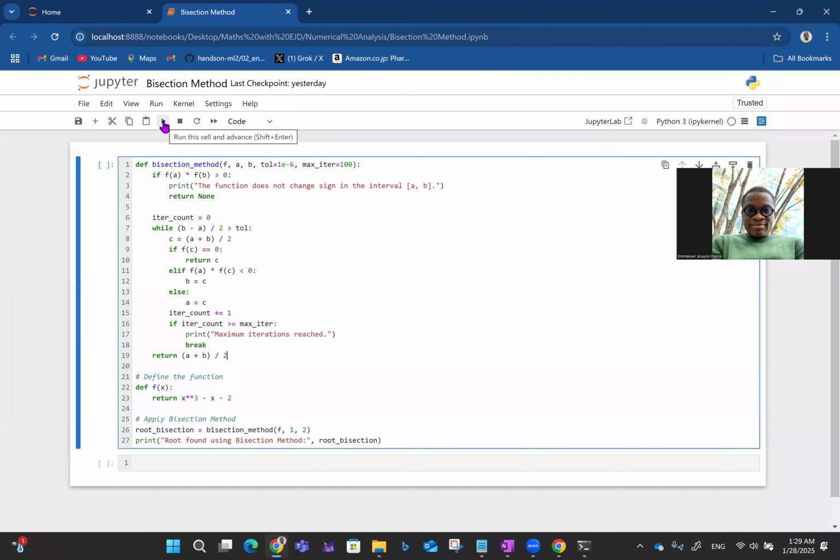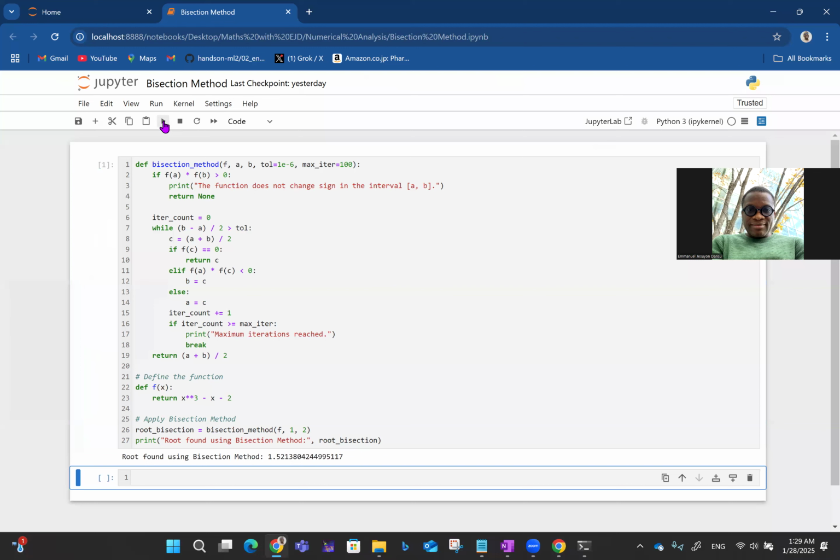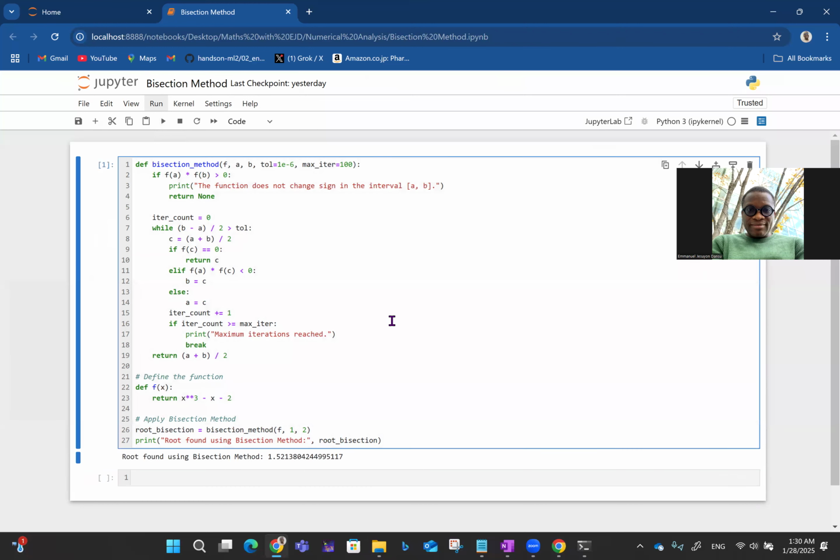So you see everything we've been getting so far. You remember C1 was 1.5, C2 was 1.75, C3 was 1.625, C4 was 1.5625, and so on and so forth. As it keeps going like that, you see that the root found ends up going to 1.5213. This is around the solution that you get after 100 iterations. So this means that this is a more reliable solution of the problem. You see, coding can just take care of that in one blow.